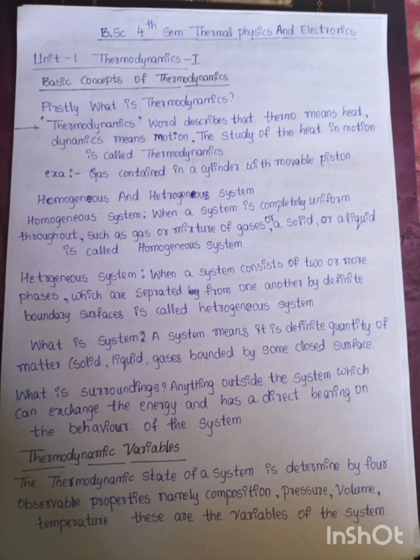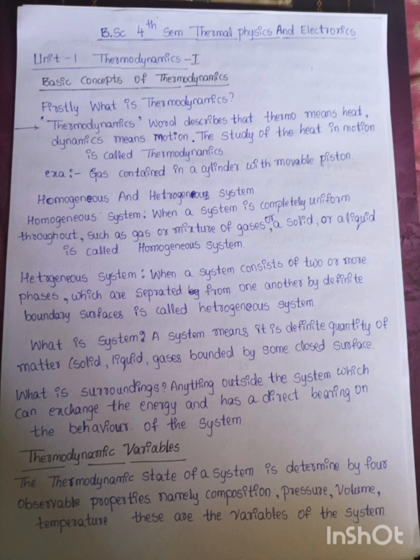The thermodynamic variables are described. The thermodynamic state of a system is determined by four observable properties, namely composition, pressure, volume and temperature. These are the variables of the system.